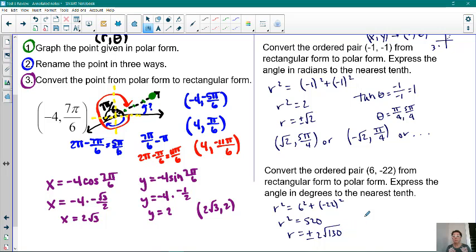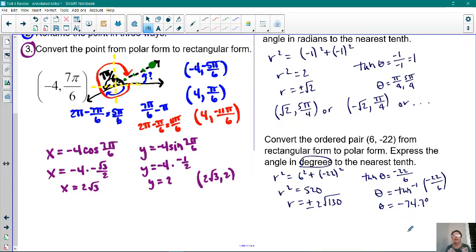All right, there's r. Now for theta, the tangent of theta is equal to y over x. Okay, notice this time we are asked to be in degrees, so please make sure that your calculator is in degree mode. This is not a unit circle value, so we will, on our calculator, do the inverse tangent of -22 over 6. And when we do, we get -74.7 degrees.